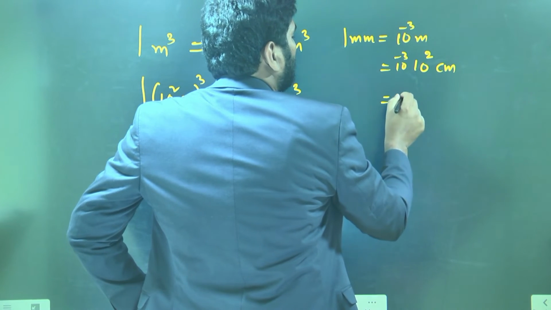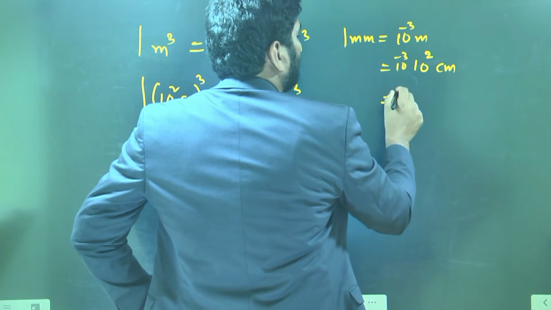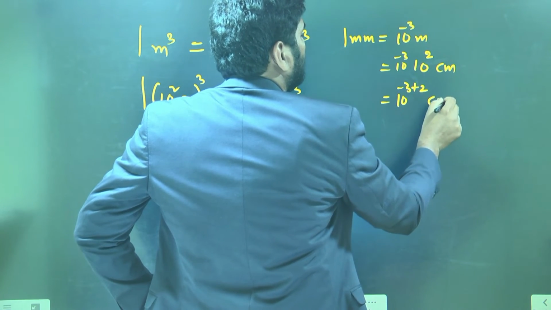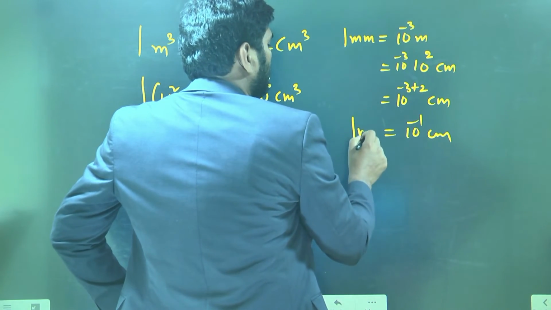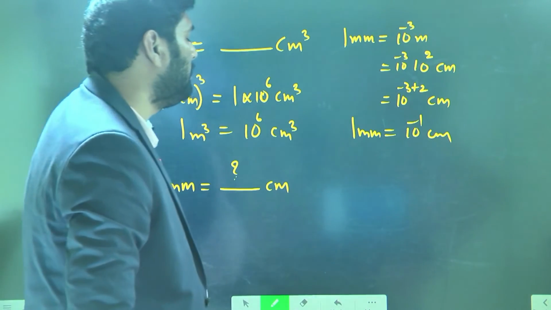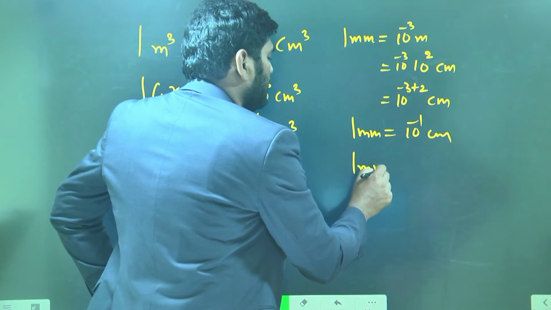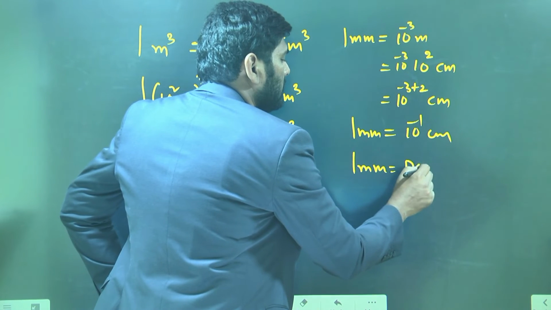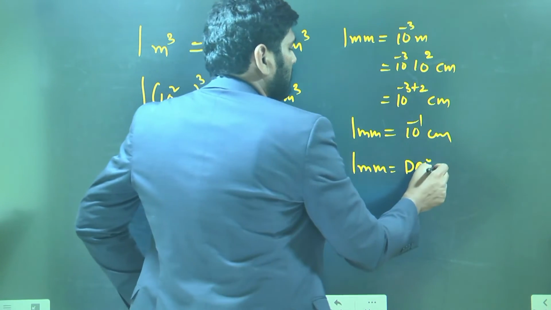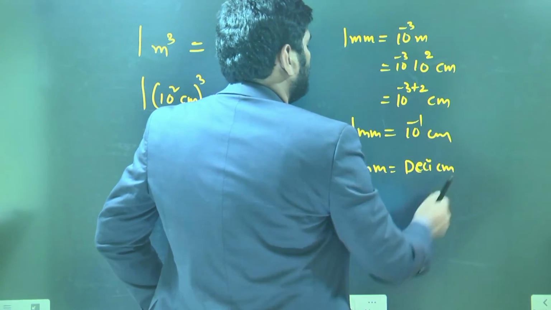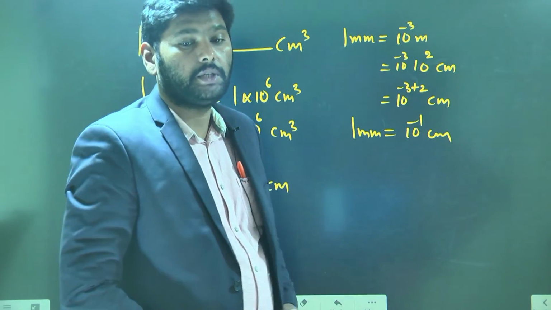Finally 10 power minus 3 into 10 power 2 centimeter, which is equal to 10 power minus 1 centimeter. So that is 1 millimeter. That means 1 millimeter is equal to 1 decimeter, or 10 power minus 1 centimeter. So that way we can represent the units.